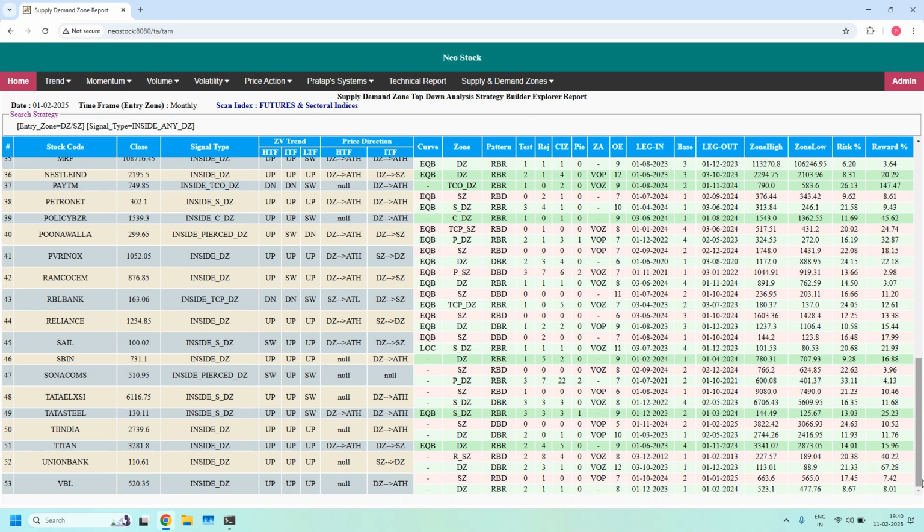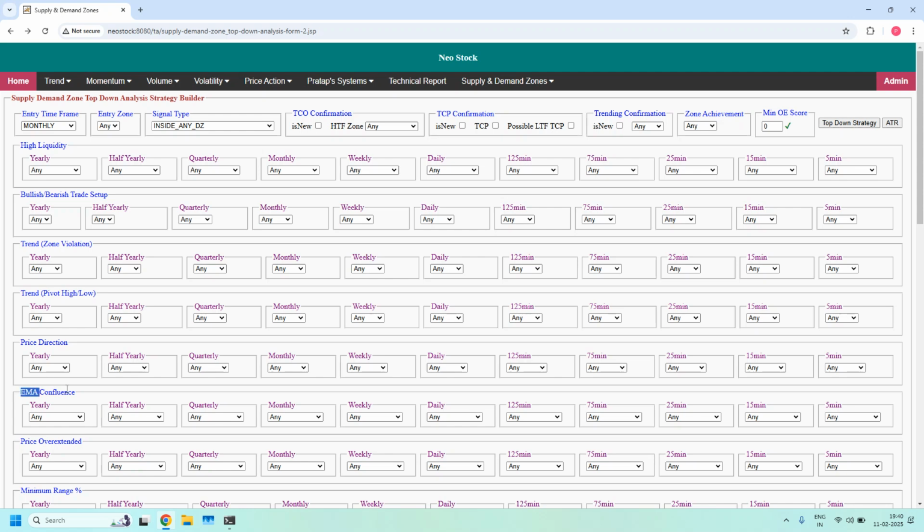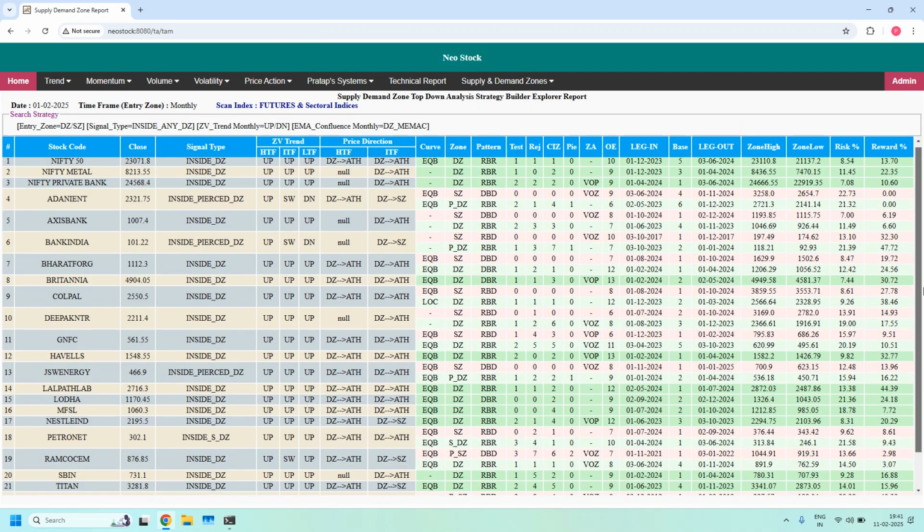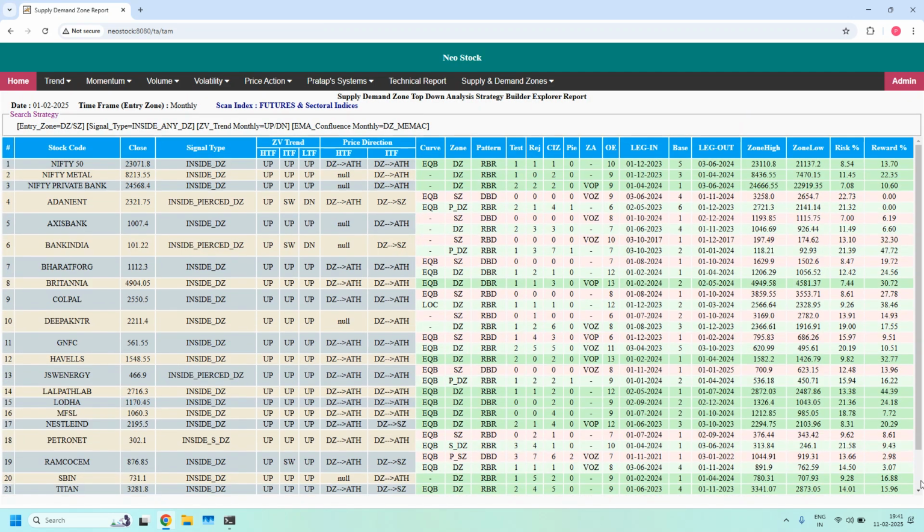Okay, we can further filter this list based on monthly demand zones with monthly EMA Confluence. So in the EMA Confluence at monthly time frame, monthly demand zone having monthly EMA Confluence, trend on monthly is either up or down. With these filters, we got 23 stocks. First 21 stocks in the list.